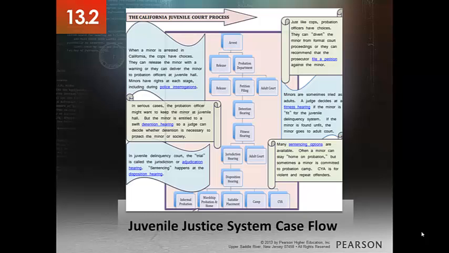The trial is called a jurisdictional or adjudication hearing. Many of the same rules apply in juvenile court as in adult court, except there are no juries, only judges, and things are conducted in a more relaxed manner. Both sides can present evidence and make legal arguments. The prosecutor must prove that the minor committed the crime beyond a reasonable doubt.